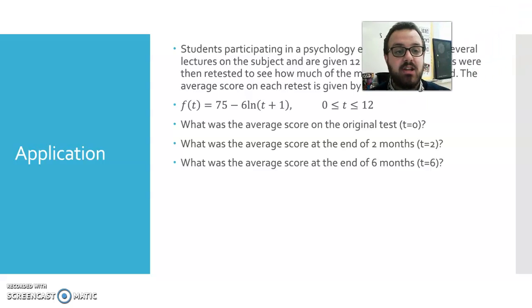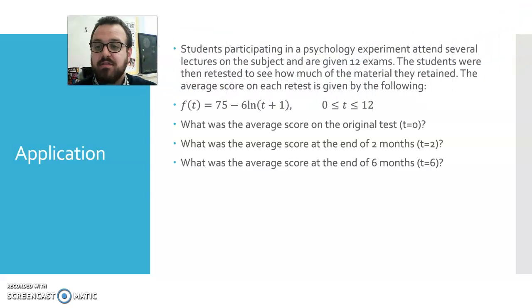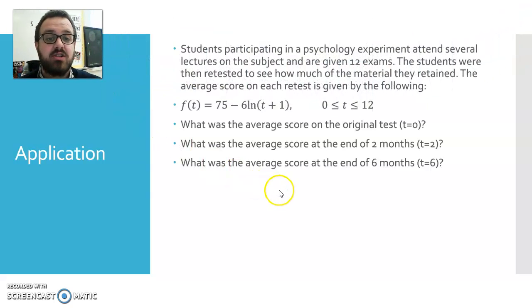Here's one application that we could do, right? So we have students participating in a psychology experiment. They're going to attend several lectures on a subject, and they're going to be given 12 exams. The students are then retested to see how much of the material they retained. The average score in each retest is given by the following, okay?